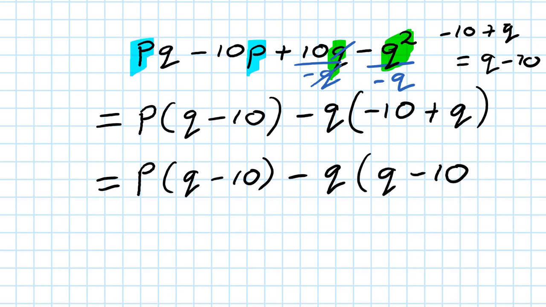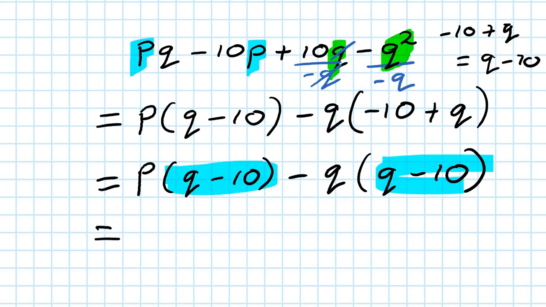That's what I get. Now the common factor, you can see, is q minus 10. There you go. Take q minus 10 out, and you're left with p minus q.